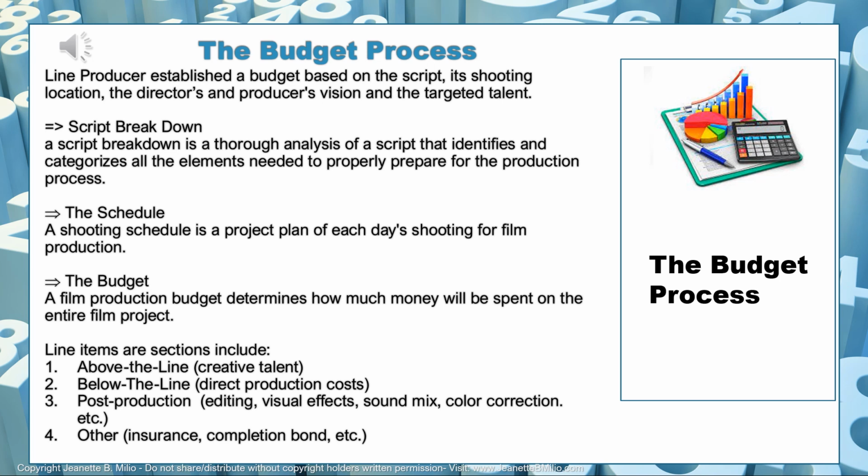The film budget, of course, determines how much money will be spent on the entire film project. There are line items to be found in a budget. Line item summaries are the above the line, which usually summarize costs and all fees related to the creative talent. The below the line sections of the budget, which are direct production costs. And then there is the post-production line item summary, which deals with editing, visual effects, music, and so forth. And there are some other costs that often include insurance, completion bond, finance fees, and a few other things.